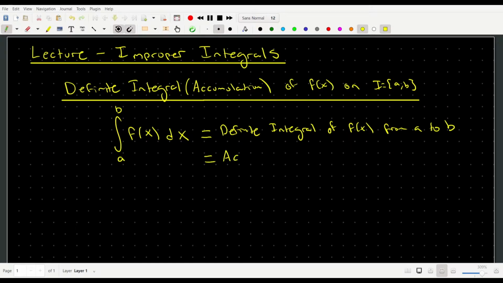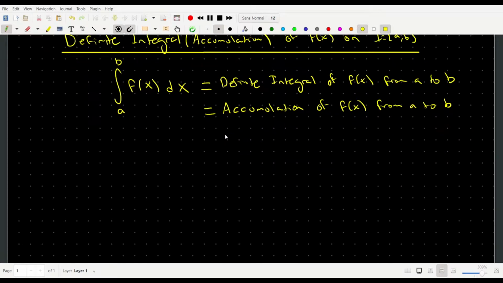Alternatively, we can say that this is the accumulation of the function f of x from A to B. Because very often the function f is some sort of density function, either a charge density or a mass density, and the definite integral of that function gives us the total accumulation of that quantity. That's one of the big physical applications in how we use it.